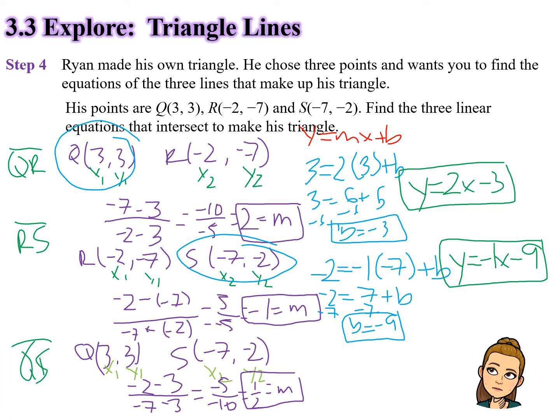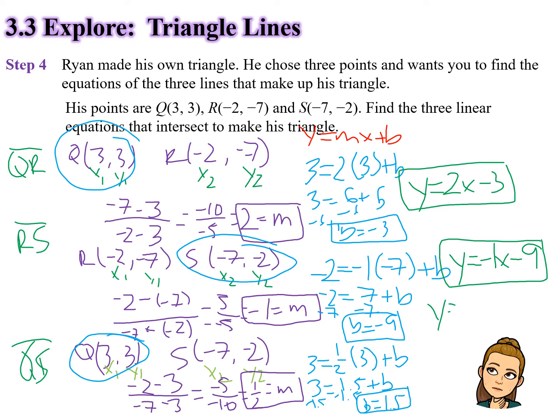I'm going to take one of my ordered pairs. This time I'm going to go back to using Q because it's positive. And I want to plug in my y value equals my slope times my x value plus b. Well, that gives me 3. 1/2 of 3 is 1.5. To get b by itself, I subtract 1.5. And I find out that b equals 1.5. If I put the pieces back in the correct spots, I get y equals 1/2 x plus 1.5. So I have the equation of my 3 lines here.